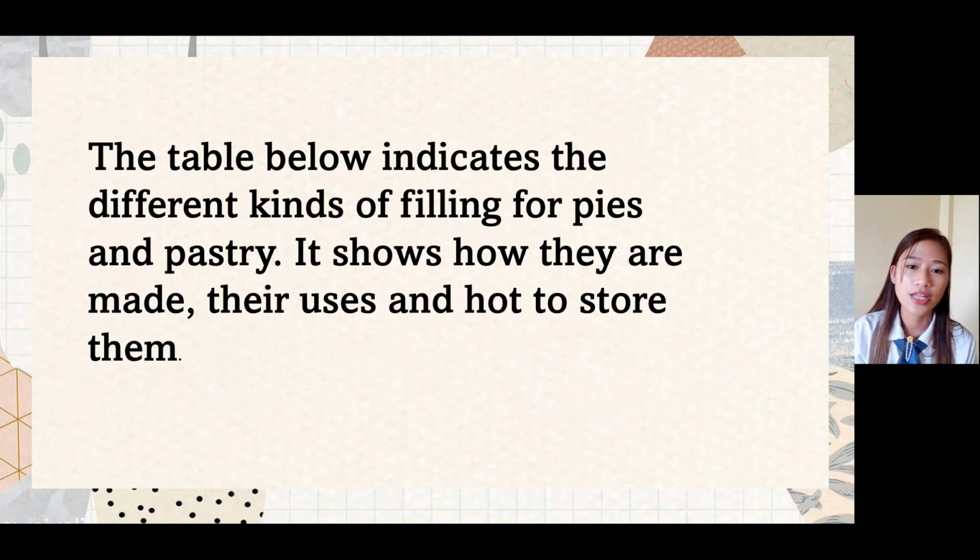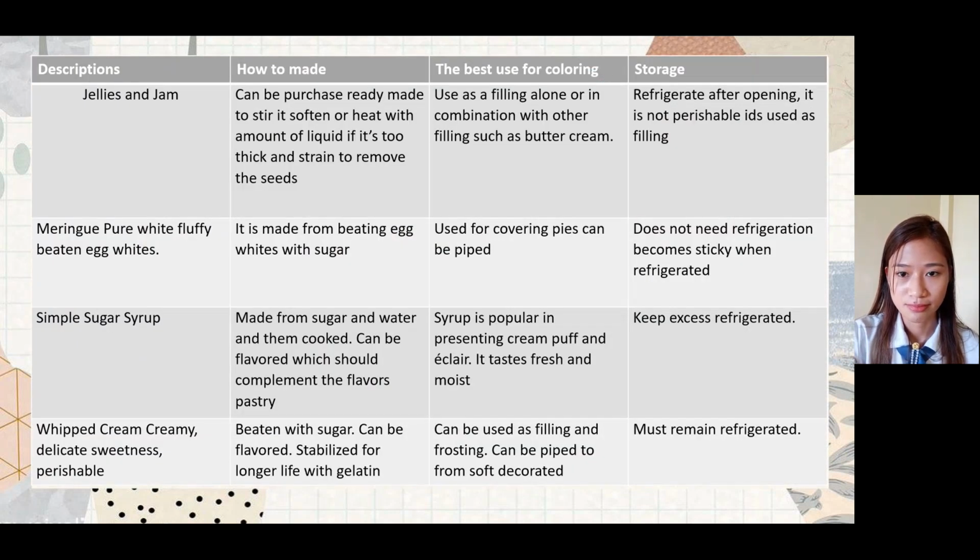Next, let's proceed to the table. It indicates the different kinds of fillings for pies and pastries. It shows how they are made, their uses, and how to store them. So you can have an idea of how to store the ingredients or the fillings. As you can see, there are the descriptions, how to make, the best use, and the storage.